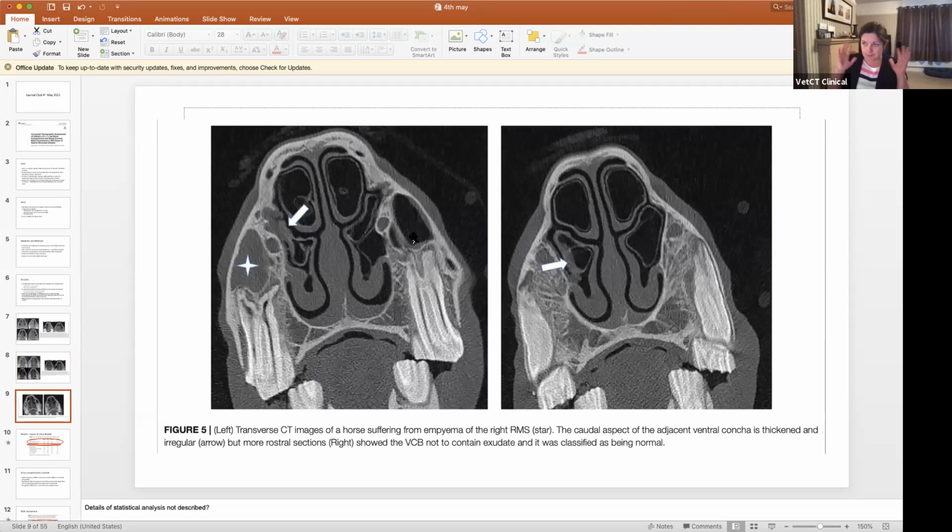This picture annoys me because the head's on a wonk, and you'd hope that they would have straightened it out, but that's just me being me. This is what they're talking about with thickening of soft tissue adjacent to the ventral conch, the affected sinus, but actually not having anything rostrally. So I think, to me, this is within the nasal cavity on the right side here, and this is within the caudal portion of the bulla, but there wasn't anything rostrally, so they would classify that as normal.